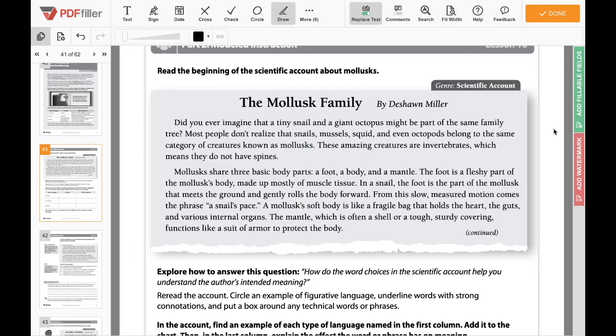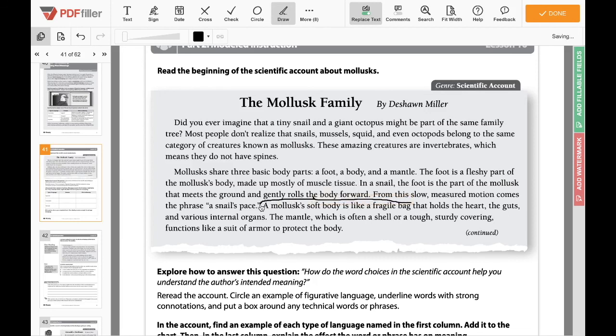In a snail, the foot is the part of the mollusk that meets the ground and gently rolls the body forward. From this slow, measured motion comes the phrase, a snail's pace. A mollusk's body is like a fragile bag.